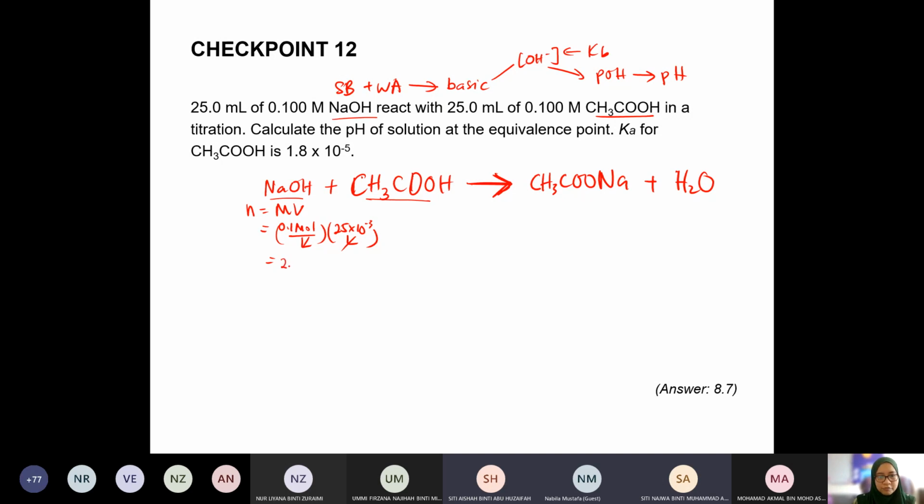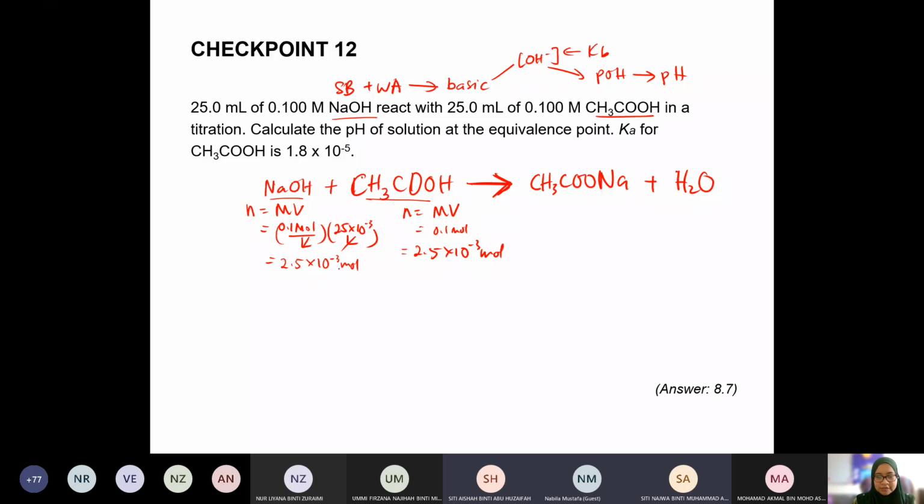Okay, the mole is 2.5 times 10 to the power of negative 3 mole. So this is the mole for sodium hydroxide. And how about the mole of CH3COOH? It is the same. Kita pun calculate sama, 0.1 mole. Sebenarnya once you dah nampak dia sama tu, you dah nampak exactly the same. So it is 2.5 times 10 to the power of negative 3. But after all ni equivalent point kan, it should be the same. To be able to fully neutralize one another, the mole should be the same.